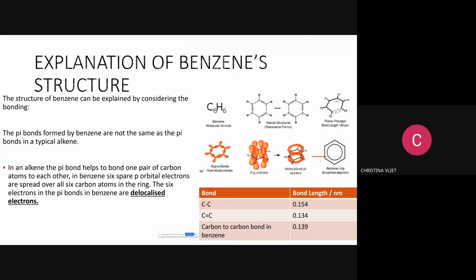Okay. All right. So the structure of benzene is explained by considering its bonding. And the thing you have to remember is this: the pi orbitals are spread all over the carbons, which I kind of already mentioned. You should also know that you have sp2 hybridization all over benzene.